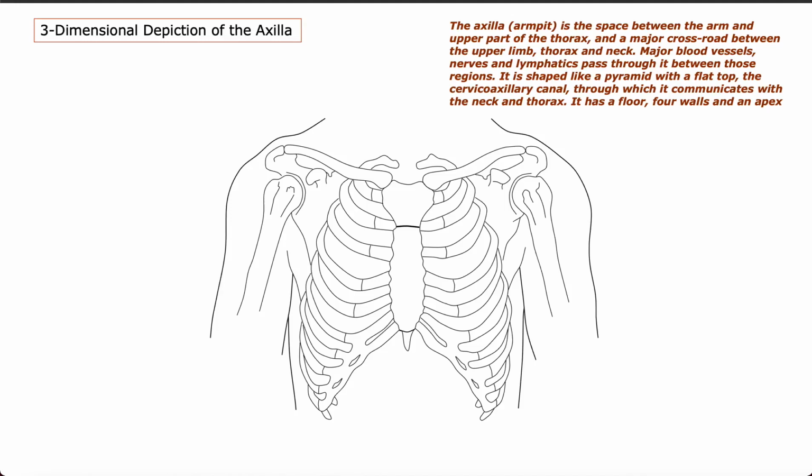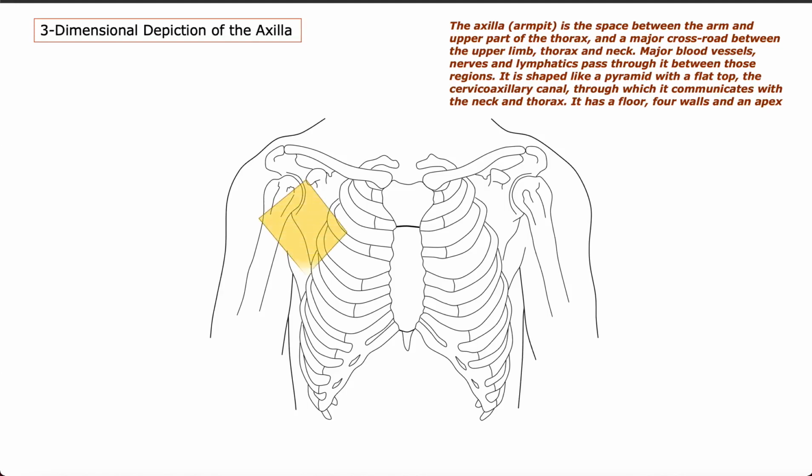And as we have said already, flat top, and that has a name, cervico-axillary canal. The word cervico goes for neck, axillary for axilla. So this is a canal. And we had communication through this cervico-axillary canal. We have connection with the neck and the thorax.